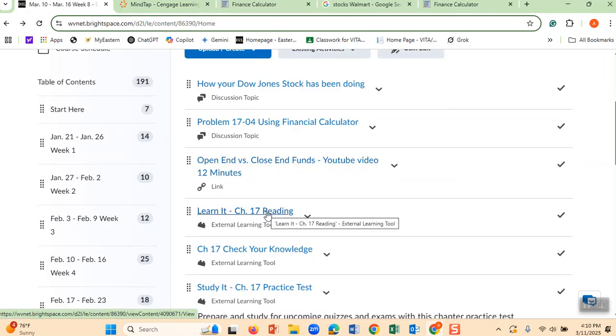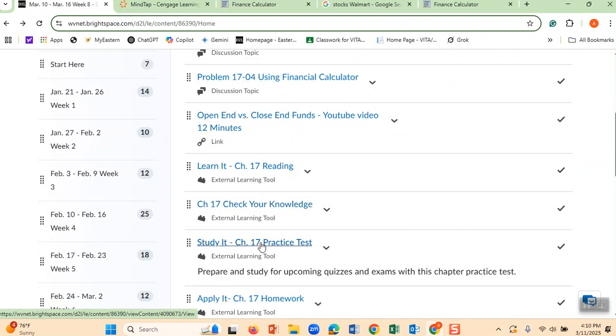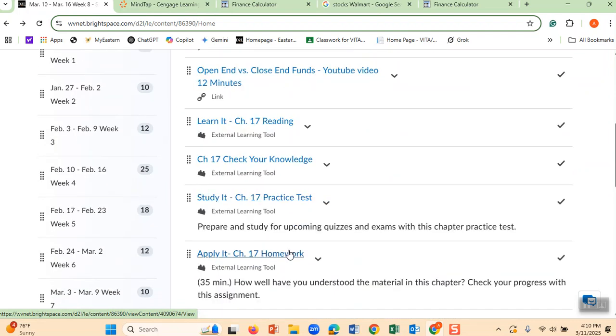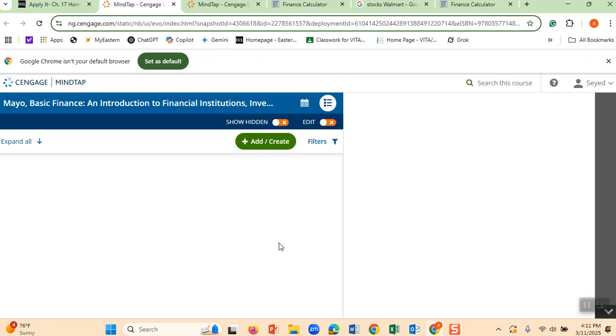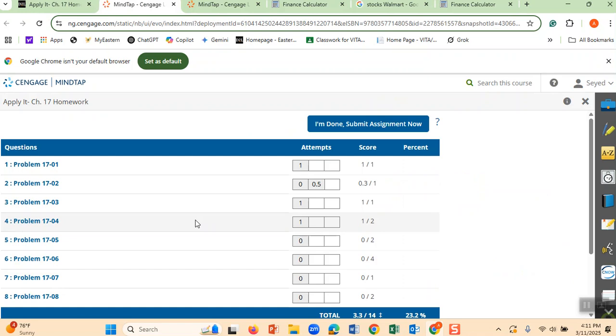This is a reading and check your knowledge. You have a practice test, and in homework, this is a homework with 8 assignments, 3 of which I already showed you, and showed you how to use Excel to solve these problems. And it is coming up, as you see, these are 8 of them. You already saw this one. I used Excel to solve this, and your answers will go here. I showed you part of this, and hopefully tomorrow I will make a video and show you how I solved this one.